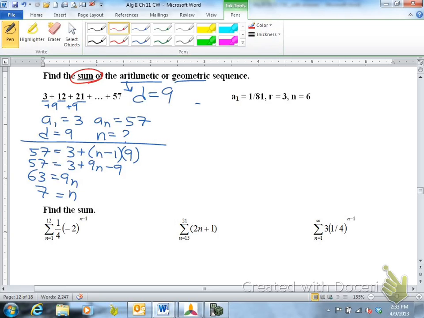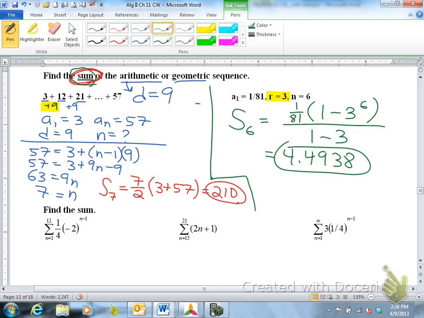But we have to find the sum. And we need n to find the sum if we're going to use the formula at least. So we have S sub 7 equals 7 over 2, arithmetic series formula, A sub 1 plus A sub n, which is 60 divided by 2 is 30 times 7 is 210. See if you can do the next one. This is a geometric series. So we have 4.4938.